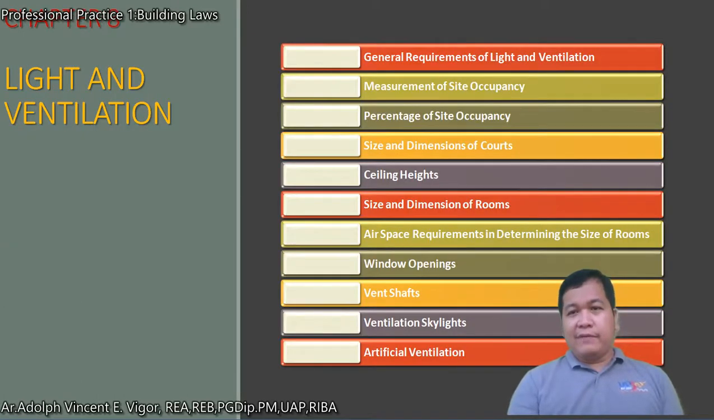Then we have Chapter 8, light and ventilation. Here you are going to see the general requirements of light and ventilations, measurement of site occupancy, percentage of site occupancy, size and dimension of courts, ceiling heights, size and dimension of rooms, airspace requirements, window openings, vent shafts, ventilation skylights, artificial ventilation.